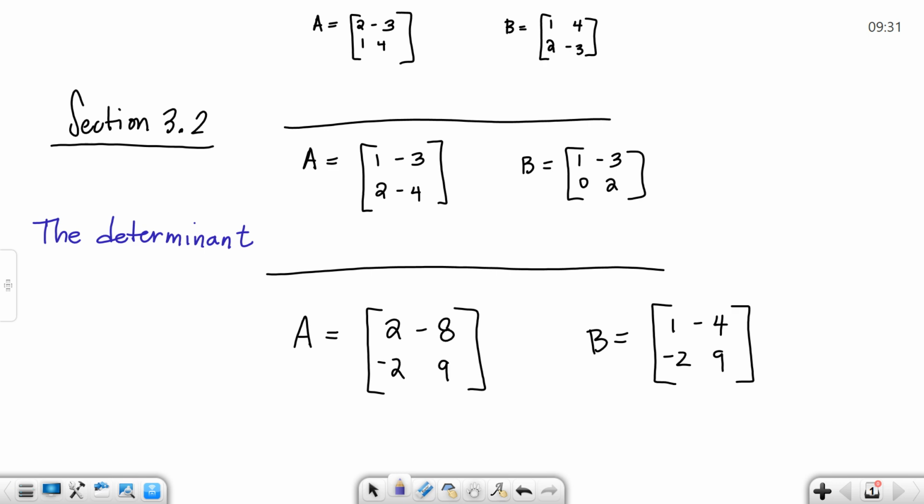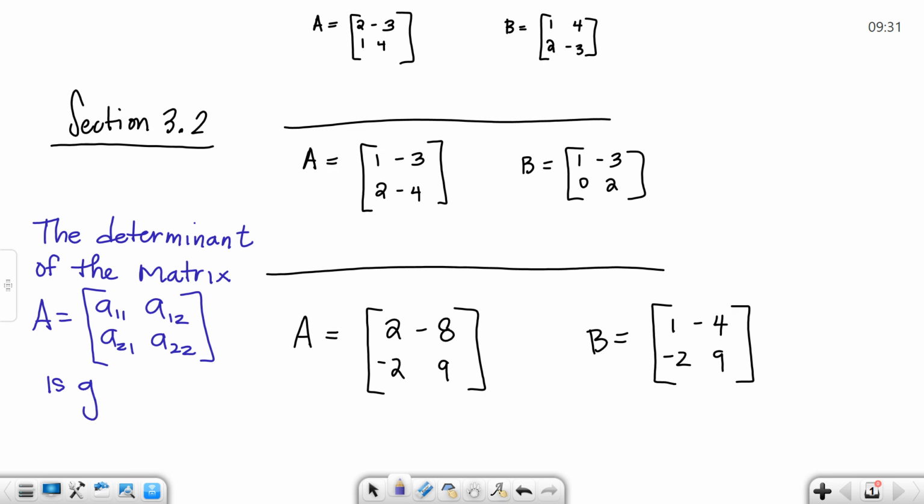Sometimes you think I'm saying determinate, like we do in Cal 3 when we talk about indeterminate forms, but it's not determinate, it's determinant. That's how we spell determinant, just making sure we're on the right page. The determinant of the matrix is given by this formula.